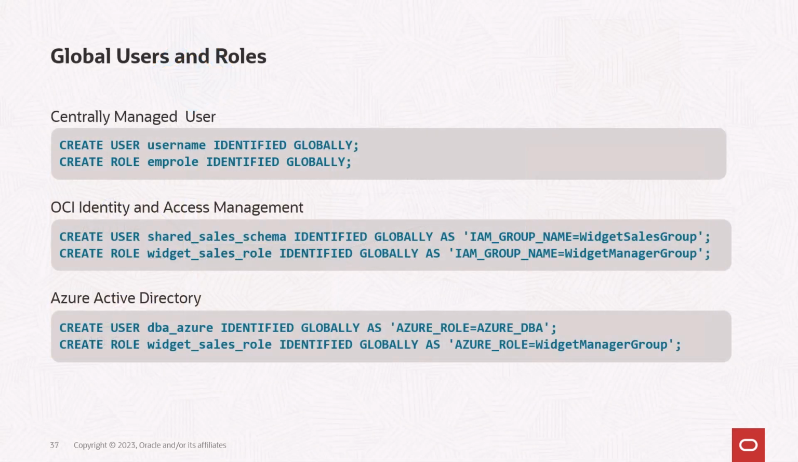So we have a specific syntax to create these shared schemas and these global roles. And as you see, there is almost always the identify globally keyword in the SQL syntax to create these database objects. And the syntax allows to map such a global schema or a global role to a group of users in the central directory.